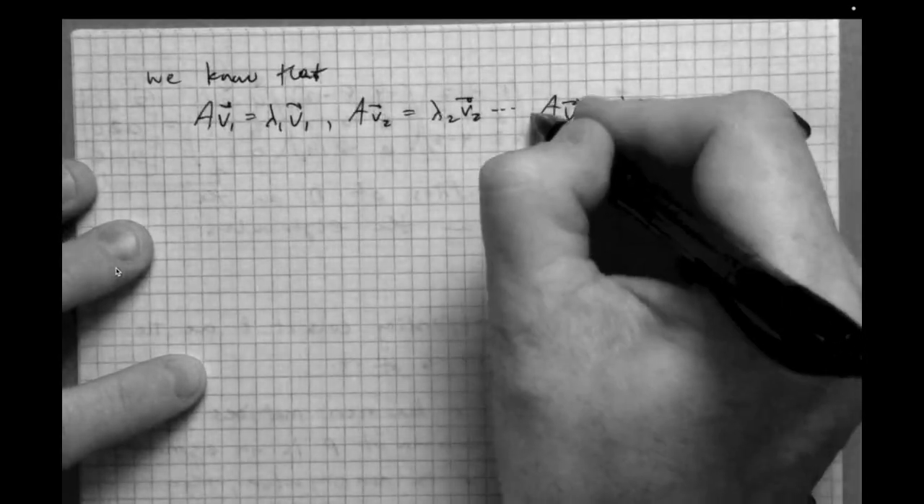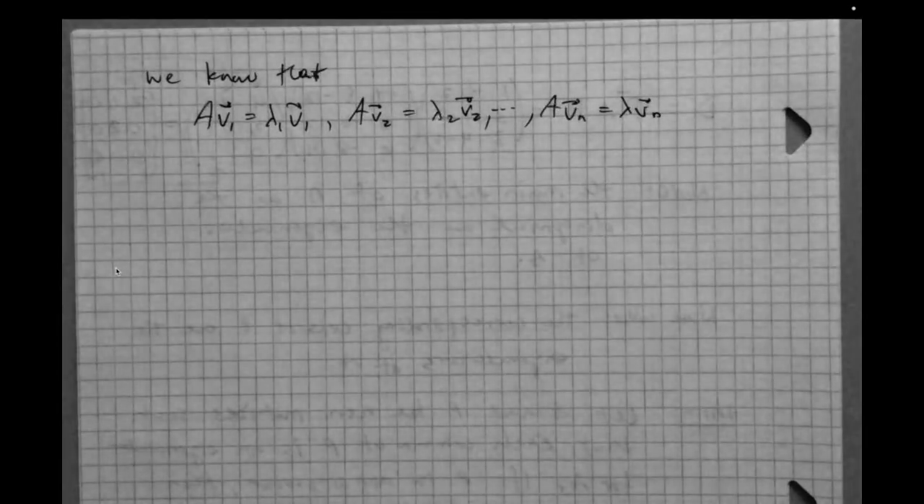What is this? Well, this is just the definition of an eigenvector. If Vi are our eigenvectors and lambda i are our eigenvalues, and their indices correspond, then this relationship holds.